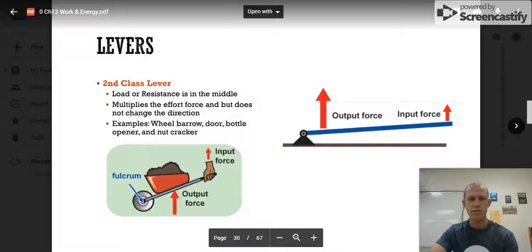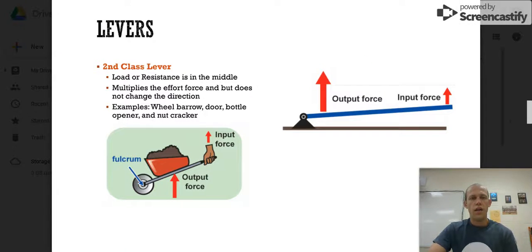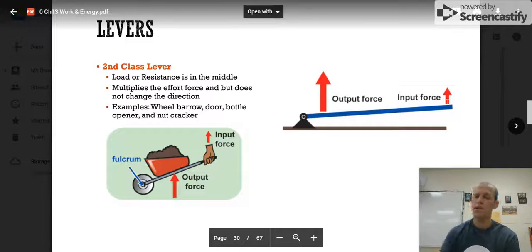Second class levers. The load or resistance is now in the middle, in between the fulcrum and where you are applying the input force. It multiplies the effort force, but does not change the direction at all. Some examples would be a wheelbarrow, a door, which I mentioned before, a bottle opener, or a nutcracker.